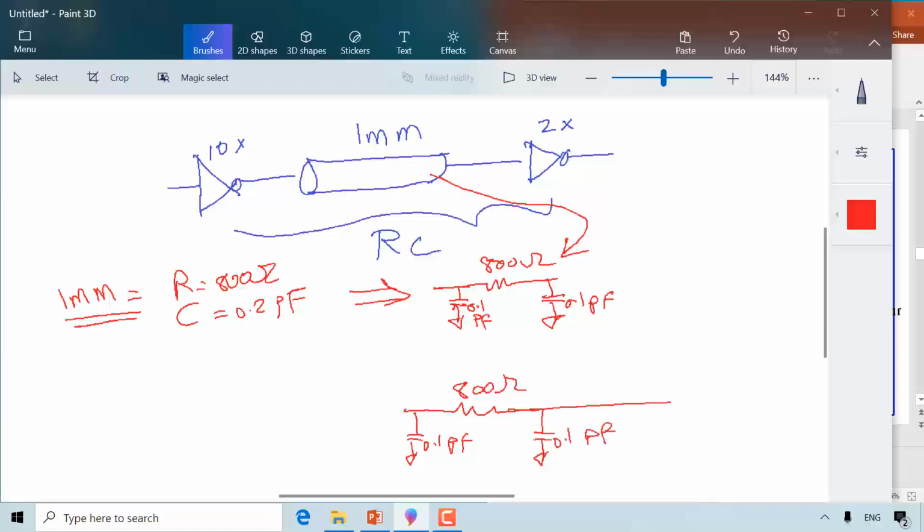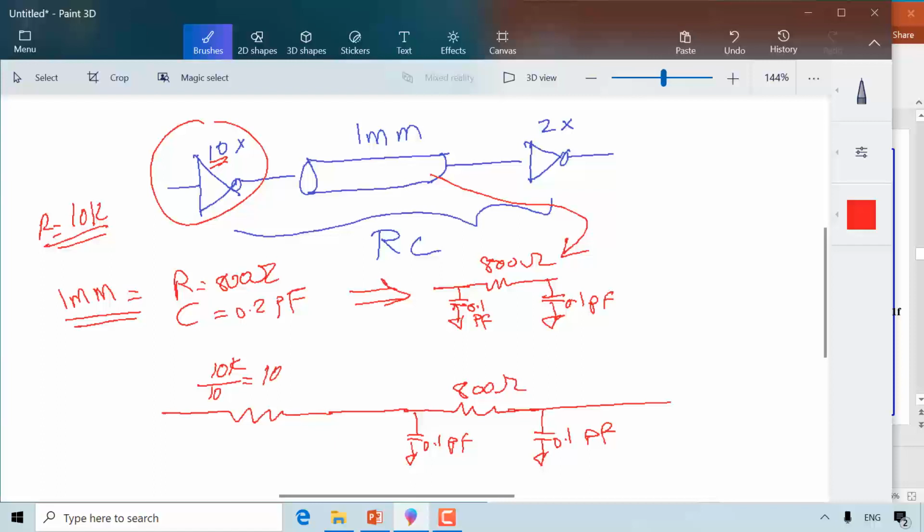Then the driver here is 10x. He's telling me to assume the resistance for the NMOS or the PMOS is 10k ohm. So 10k ohm is the resistance for these guys, but this is when the size equals 1. When the size equals 10, I have to divide 10k by 10, and that means the resistance for my driver is 10k over 10, which makes it 1000 ohm. This is for the driver.